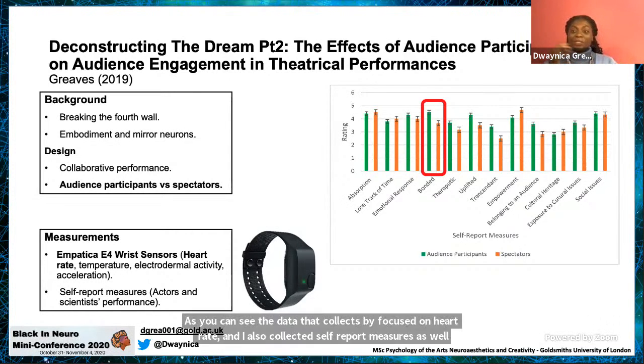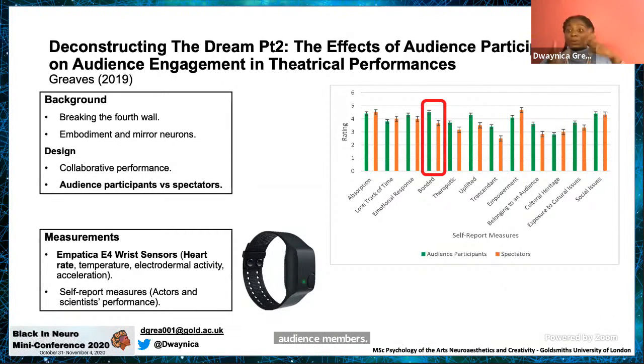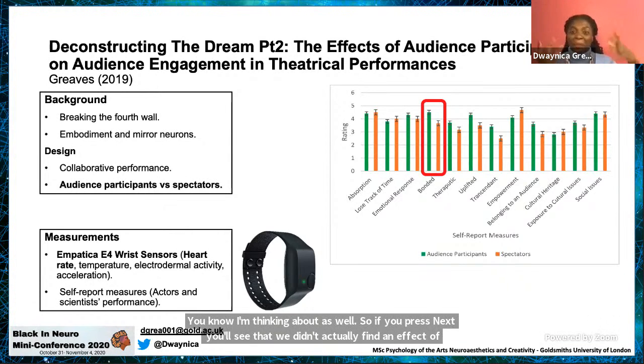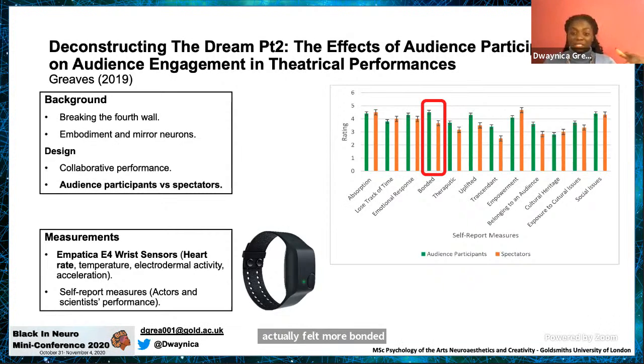We found that participants actually felt more bonded to the scientist performance, because as I said before, there were scientists on the stage, there were actors on the stage as well. So they felt more bonded with the scientist performance. And I think this is because the whole performance was for the purpose of science, but I'm not going to go into it because it's a lot. It's the fact that maybe context and knowing why you're there has an effect on how you feel in terms of engagement with the people on the stage. So next slide, please.